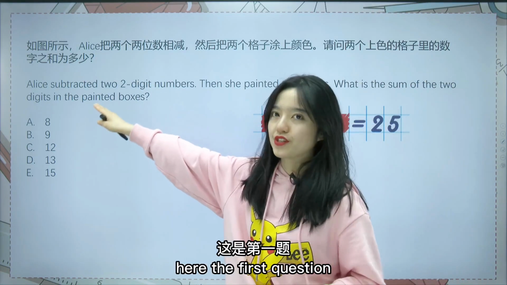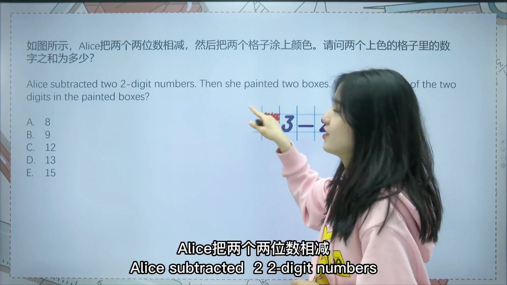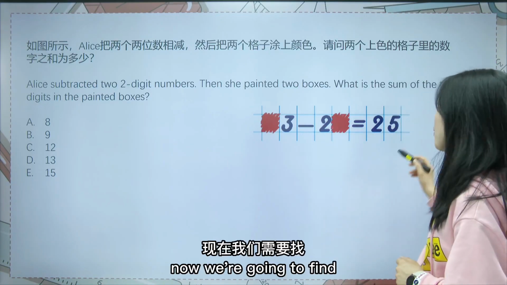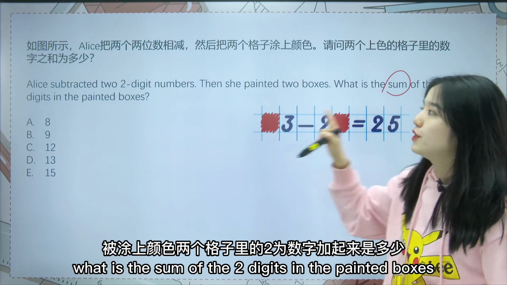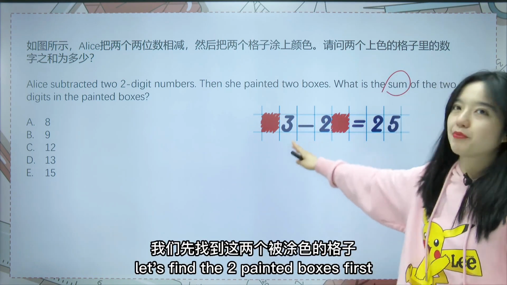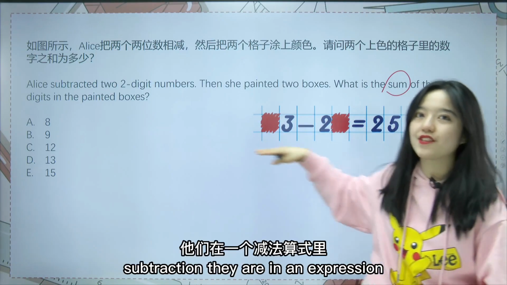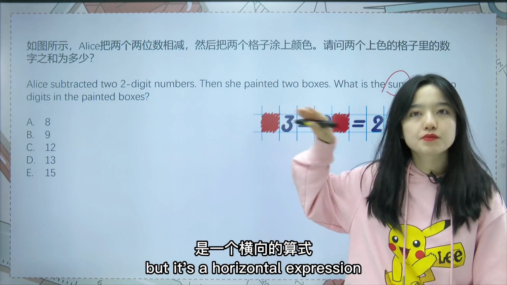Here is the first question. Alice subtracted two two-digit numbers. Then she painted two boxes. Now we are going to find the sum of the two digits in the painted boxes. Let's find the two painted boxes first. They are in a subtraction expression, but it's a horizontal expression.